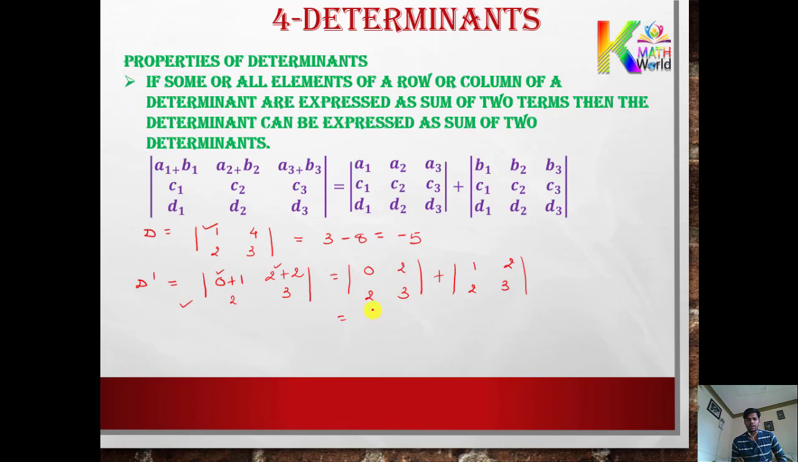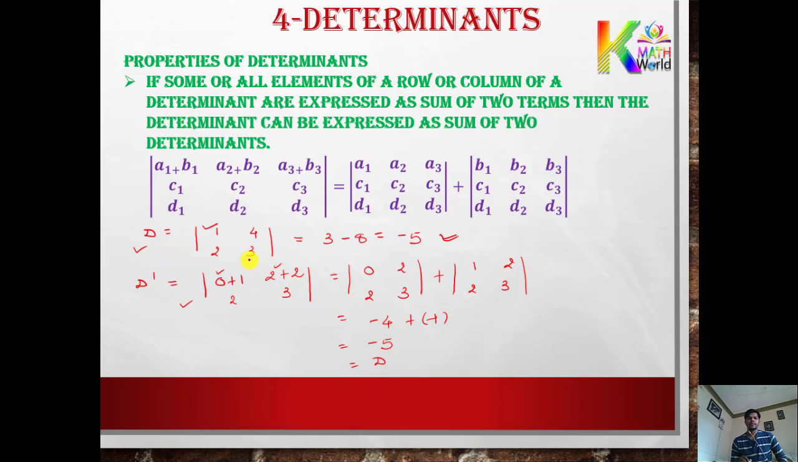So what answer do you get? 0 minus 4, so it will be minus 4. Then plus 3 minus 4, so that will be minus 1. So minus 4 minus 1 will be minus 5. And minus 5 is nothing but the answer of D. It means D dash equals D.